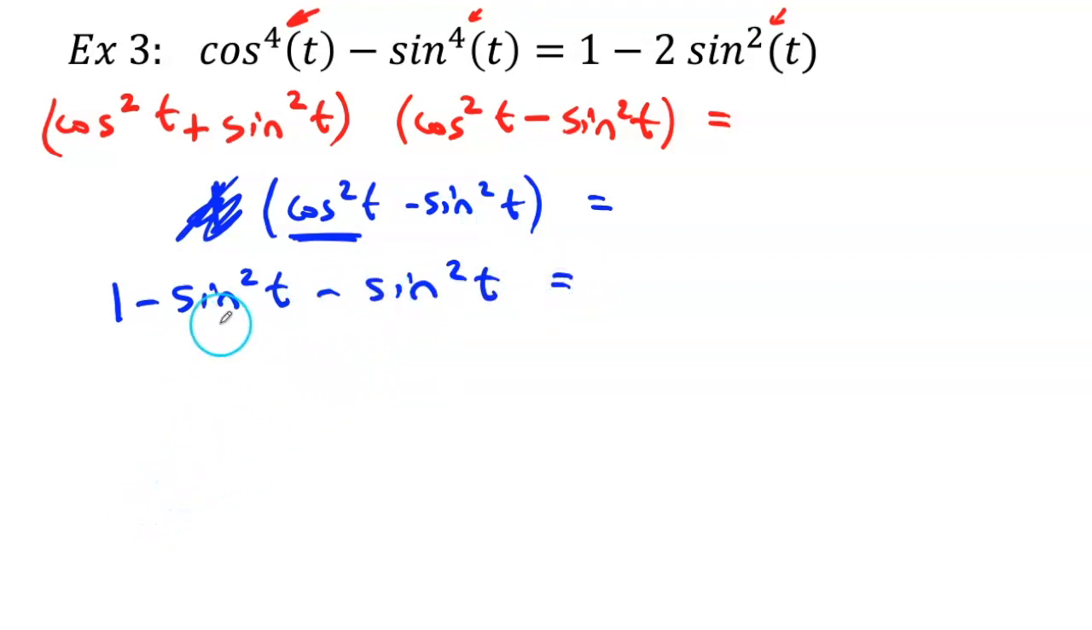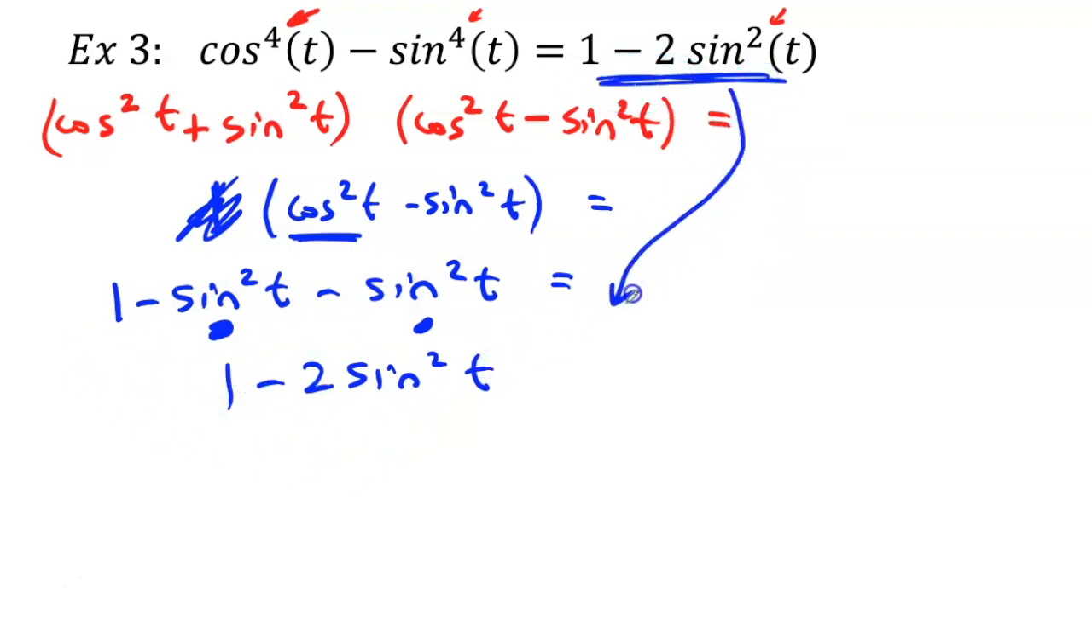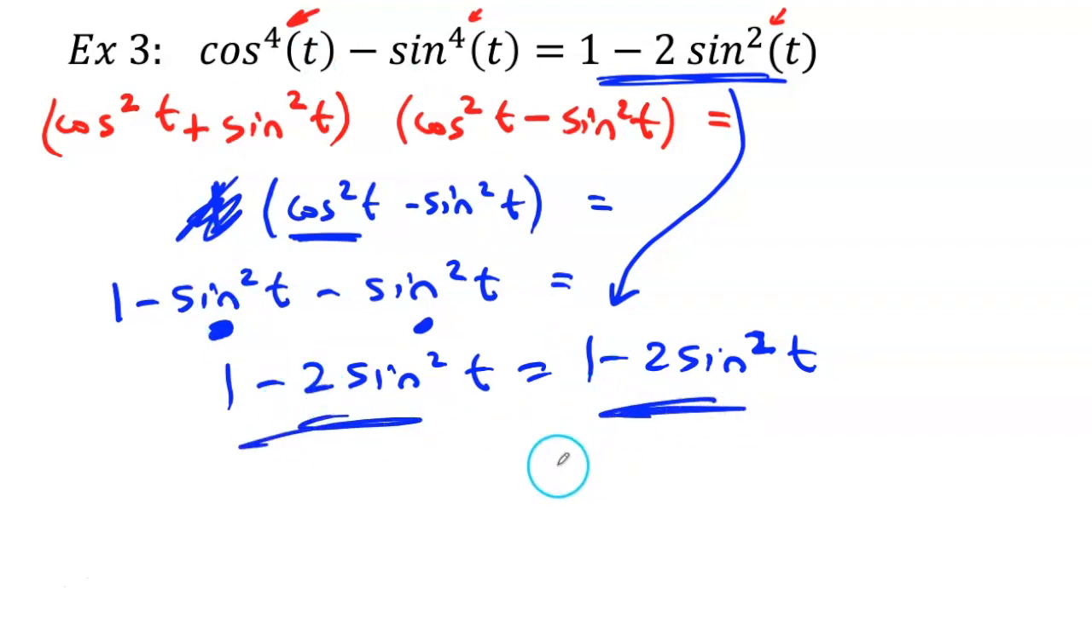Okay, but hold on. This and this is the same, right? And I have negative sine square minus sine square. That's negative 2 sine square of t. And I bring down my 1. And guess what? It's the same as my other side, which is what I'm looking for. So as you notice, we have done several different things in order to prove those identities. The idea is to prove at the end that both sides are the same.